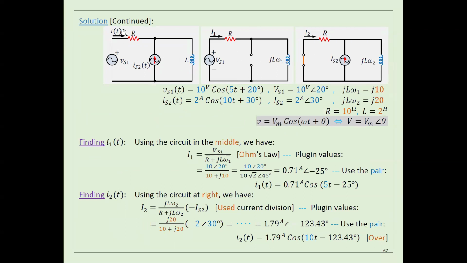Now because I need to find this I here, I need to find I1 and I2, and then add them together. How can you find I1 in this circuit? That's very trivial. All you have to do is divide VS1 by the total impedance. The total impedance is R plus j omega 1 L. So to find I1, I just divide VS1 by R plus j omega 1 L. I have everything, I can calculate it.